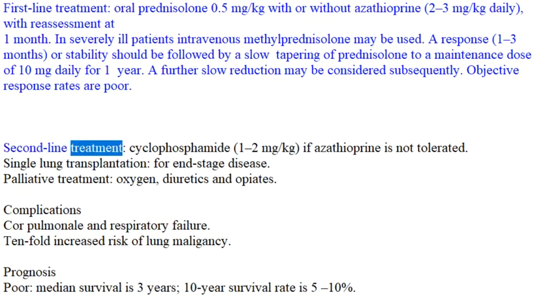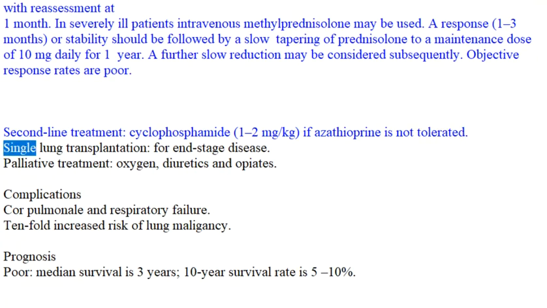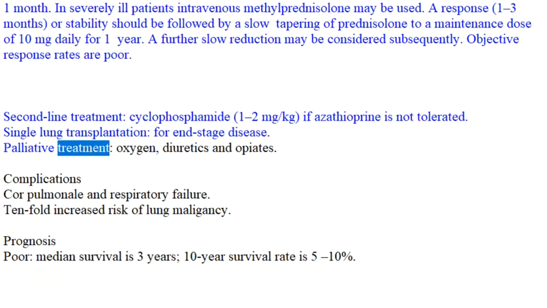Second-line treatment: cyclophosphamide, 1-2 mg/kg, if azathioprine is not tolerated. Single lung transplantation, for end-stage disease. Palliative treatment: oxygen, diuretics, and opiates.